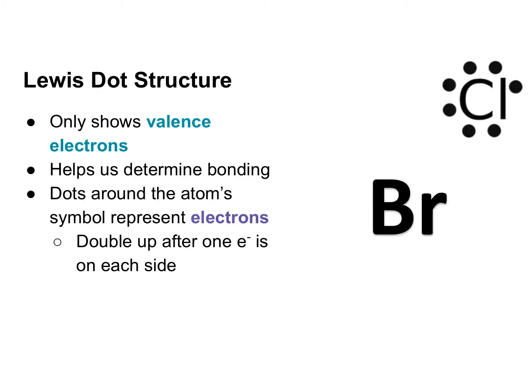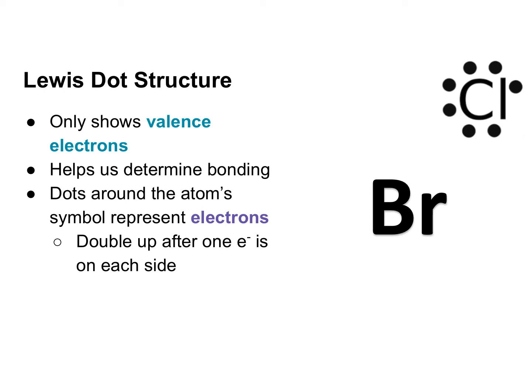Now we are going to learn how to draw Lewis dot structures. That is when we only show the valence electrons. This helps us determine things about bonding that we'll talk about later. The dots around the atom symbol represent electrons.